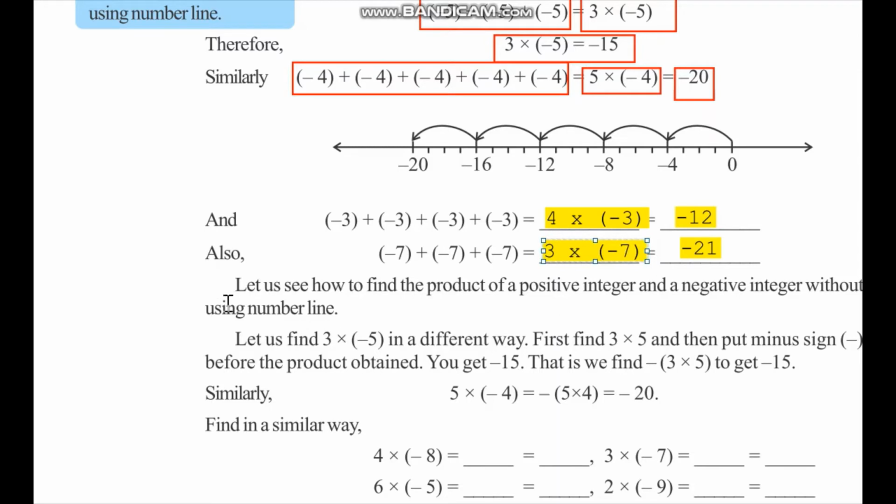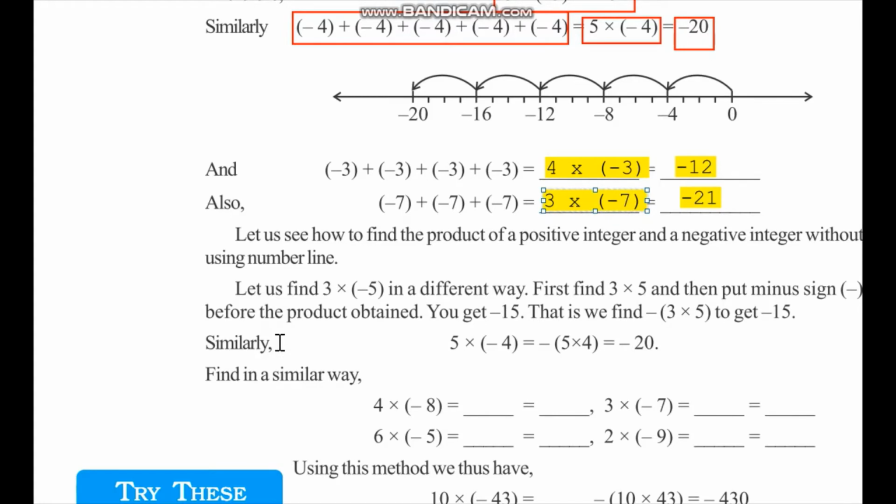There we go. Let us see how to find the product of a positive and negative integer without the number line. So we just did that. We saw how we can convert repeated addition into multiplication. However, if you want to do it directly, if you want to find a mechanism or a mechanical way to do this, let us see how we can find that out. Let us find 3 times minus 5 in a different way. First find 3 times 5, then put a minus sign before the product obtained.